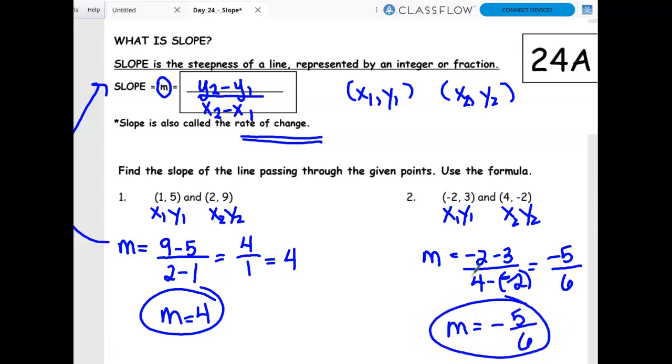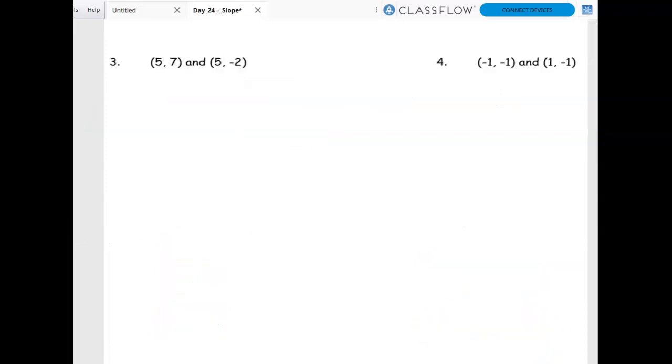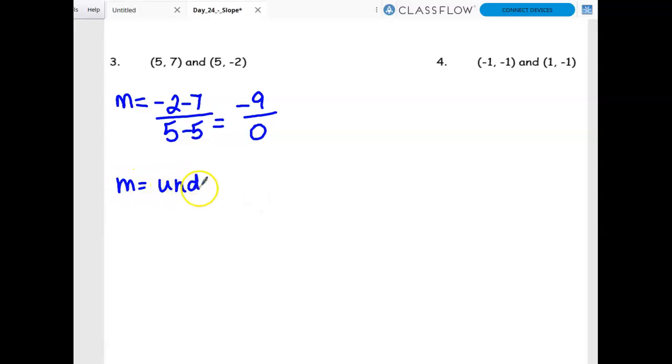Okay, moving on, we've got number 3. If I calculate the slope, I've got negative 2 minus 7 over 5 minus 5. In this case, we've got negative 9 over 0. Well, we know we can't divide by 0, so in this case, our slope is undefined. We cannot divide by 0.